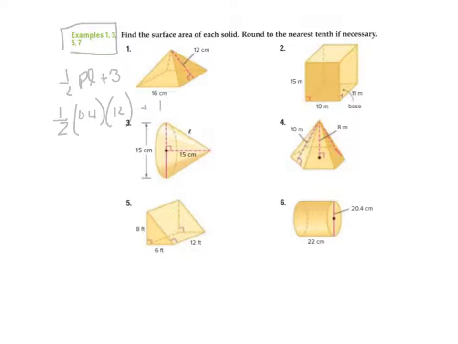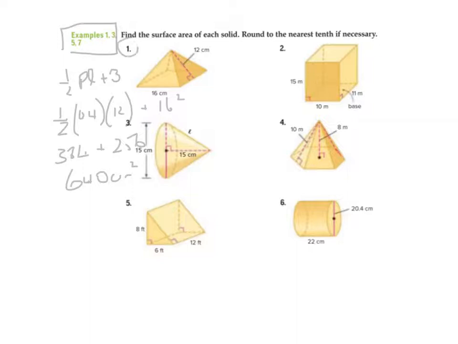Then you add the area of the base, 16 squared. At this point everything can go into your calculator, but if you want to separate it out, 64 times 12 times 1/2 will give you 384. You add on 16 squared, which is 256, and if you add them both together you will get 640. It's units squared, so in this case 640 centimeters squared.